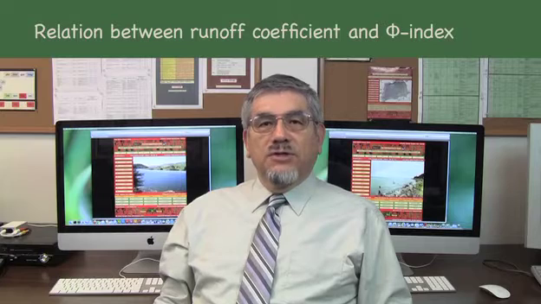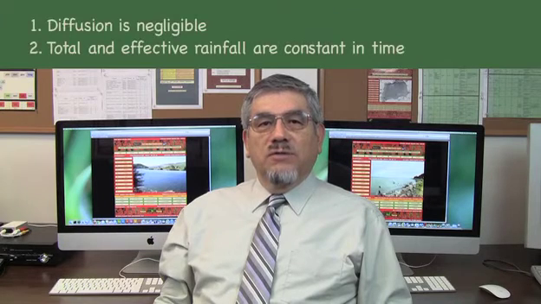The runoff coefficient can be related to total rainfall intensity and phi index, assuming: 1. Diffusion is negligible. 2. Total and effective rainfall are constant in time. The first assumption is valid for small catchments. The second assumption is implicit in the rational method.